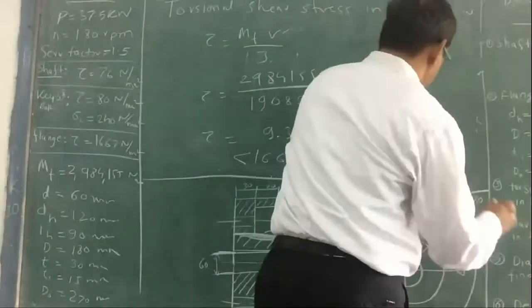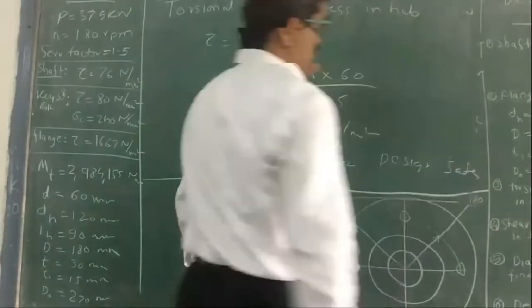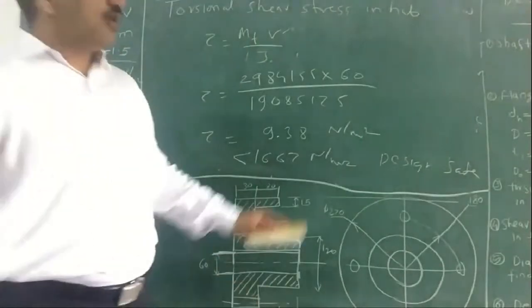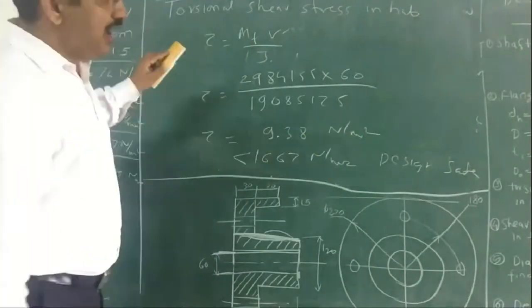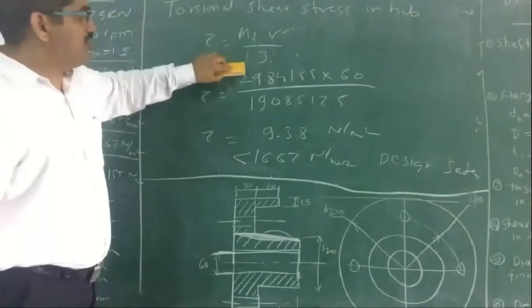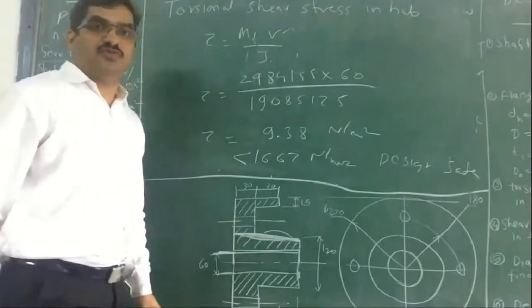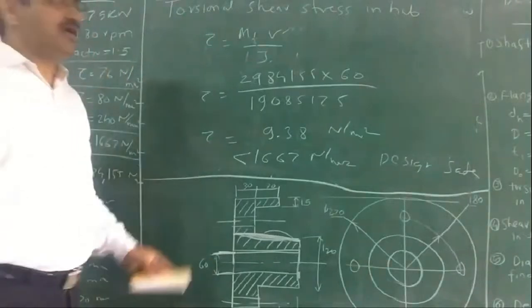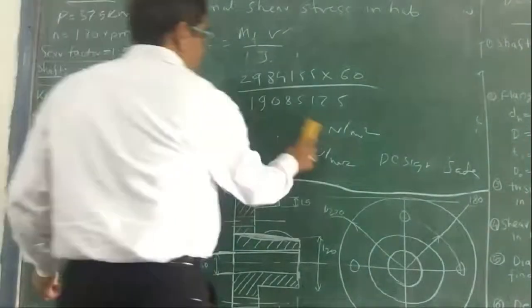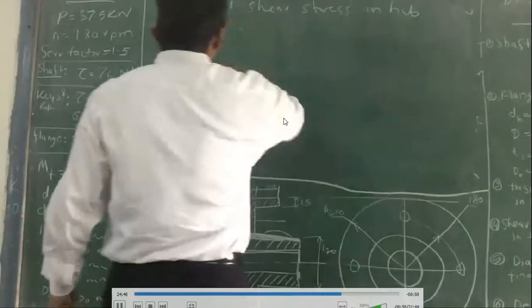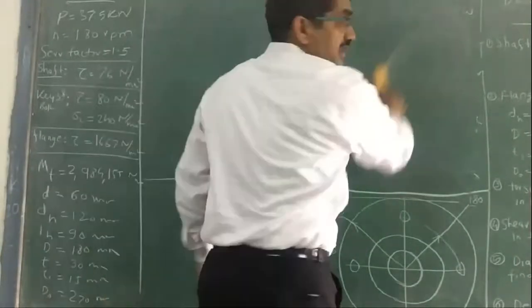Design is safe. Right? So we did the first part, finding out the torsional shear stress in the hub by using formula tau equal to MTR upon J. We take J is equal to pi into dh raised to 4 minus d raised to 4 upon 32, and R is equal to dh by 2. So use that. With that we just verified that our hub will not fail in torsion.